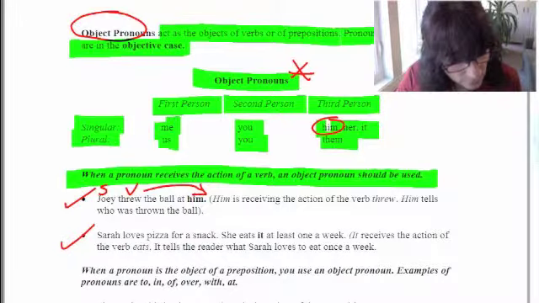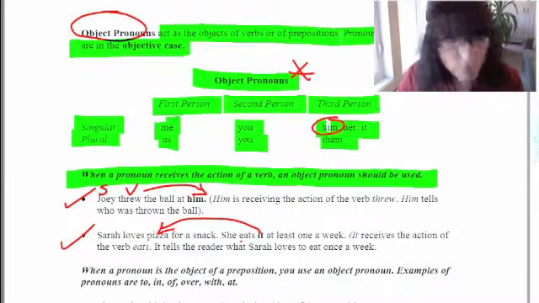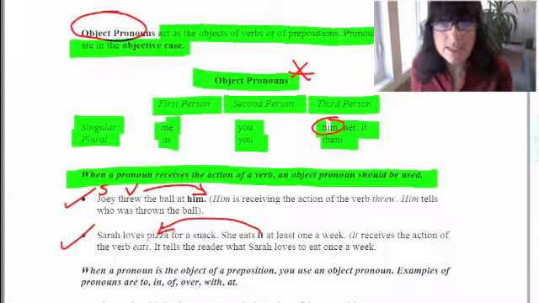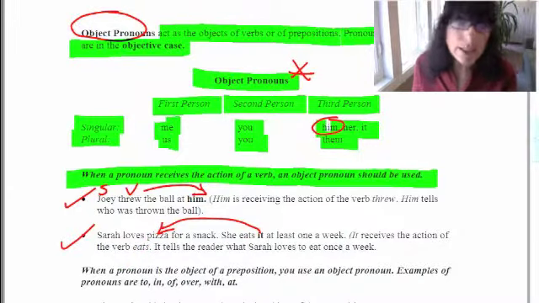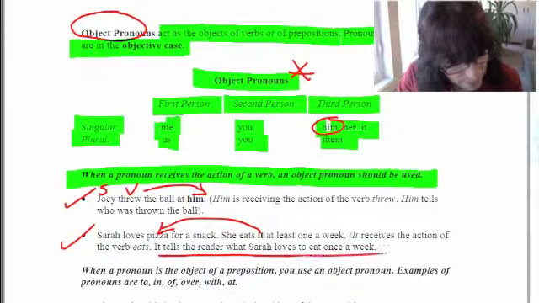In this one, Sarah loves pizza for a snack. She eats it, referring to the pizza, at least once a week. It is receiving the action of the verb eat. So as soon as something receives the action of the verb, and it becomes the object of the verb, it's in the objective form because you're telling the reader what Sarah loves to eat once a week.